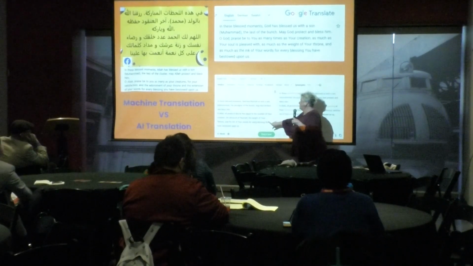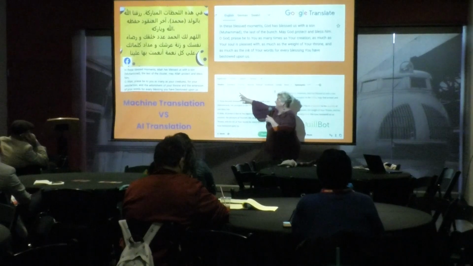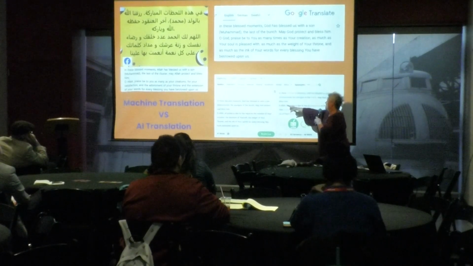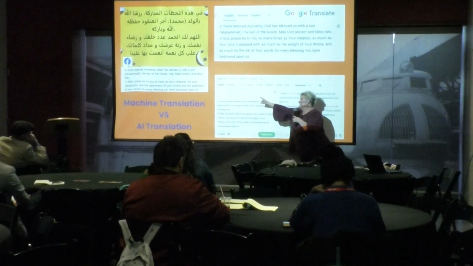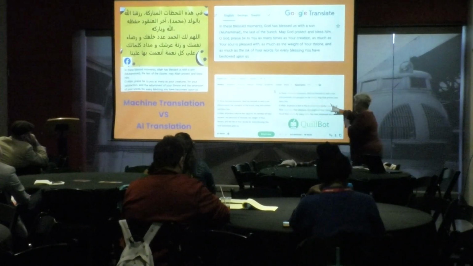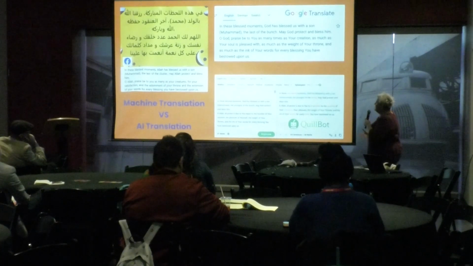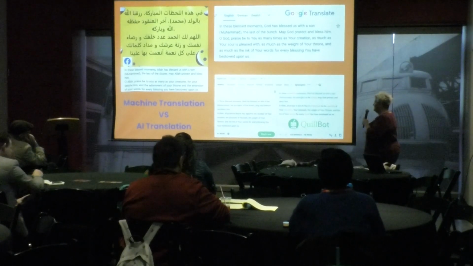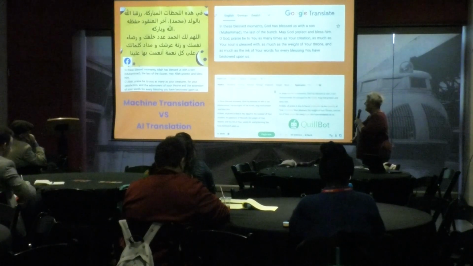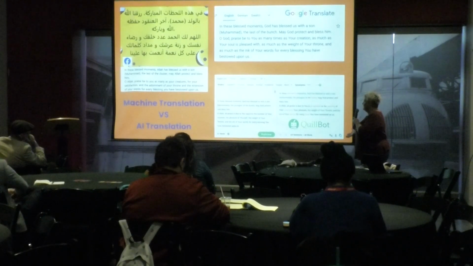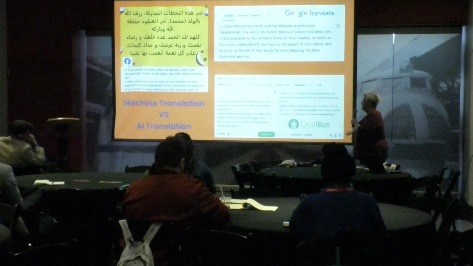What I like about Quillbot is that it's got some different modes that can be used for what you're trying to target. So when I took it from standard to fluency, it goes, in these wonderful moments, God has blessed us with the son, the youngest in the family. May God protect and bless him. O Allah, all the praise is due to you in proportion to the quantity of your creations, your pleasure, the weight of your throne, and the ink in your verses for every favor you have bestowed upon us.